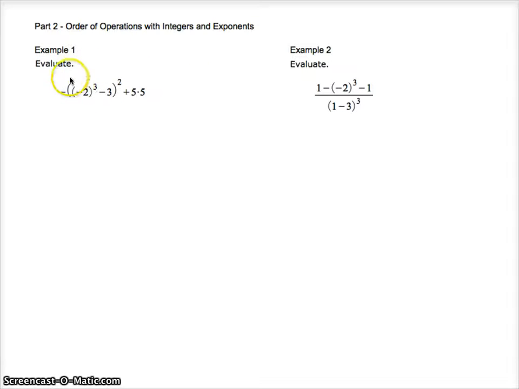It says to evaluate the opposite of negative 2 cubed minus 3 squared plus 5 times 5. Now, I know this all looks really crazy, but it's not. We just have to follow our order of operations.